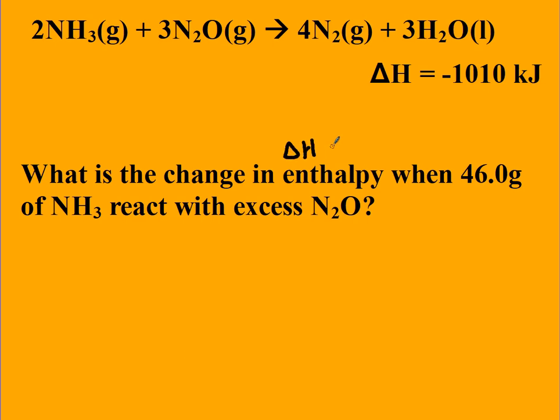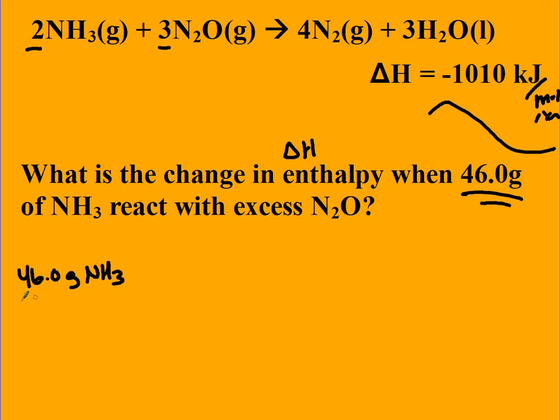So we're not calculating the delta H per mole, because this is always per mole of reaction, regardless of whether it tells you. What that means is for every 2 moles of NH3, it'll produce 1010 kilojoules, or for every 3 moles of N2O, it'll produce this amount of energy. When it produces 4 moles of N2, the same amount of energy, or 3 moles of water, it'll produce the same amount of energy. So we want to know how much energy will be produced or absorbed when this many grams of NH3 react. So step 1 is I need to convert my NH3 to moles.